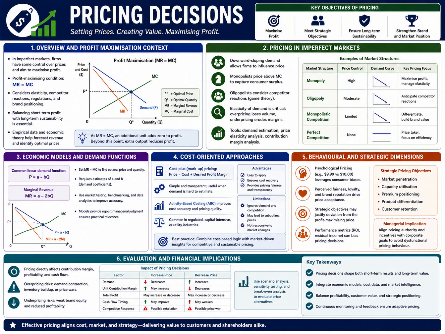However, real-world limitations, like uncertainty in estimating demand coefficients, can make precise application difficult. In practice, firms supplement these models with market testing and competitor benchmarking. Moreover, pricing decisions often integrate behavioral factors, such as perceived value and customer psychology, which extend beyond pure mathematical optimization. Thus, while economic models provide theoretical rigor, managerial judgment ensures practical applicability.